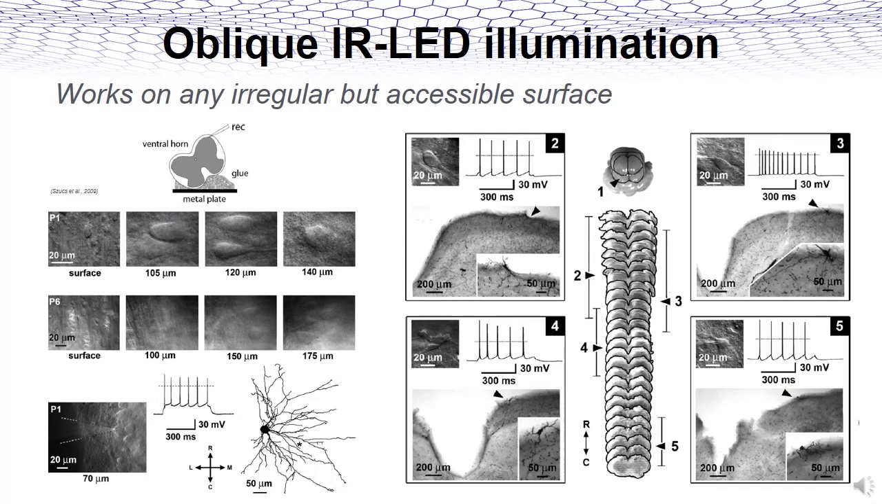Oblique infrared LED illumination works well in other brain regions as well, as long as there are neurons close to the surface, within roughly 150 microns. Ventral horn motor neurons in young animals, where the ventral funiculus is still undeveloped, can be visualized easily. The dorsal surface of the brainstem also contains regions where neurons can be accessed.